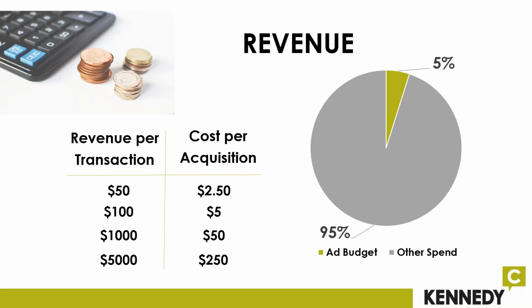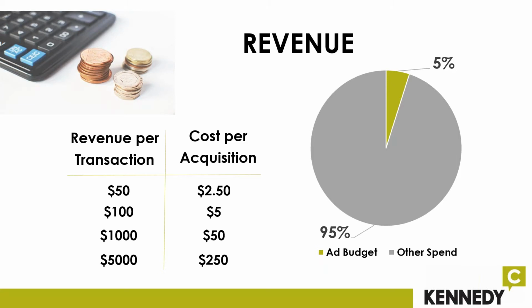So obviously, when you're comparing those two numbers, your cost per acquisition should be less than revenue per ticket. If not, you might have a different marketing issue. So the wider the margin you have between those two, the more profitable you're going to be. For example, let's say that you spend 5% of your revenue on advertising, and your average revenue per transaction is $100. That means that you should be paying $5 for cost per acquisition, or 5% of that transaction revenue.